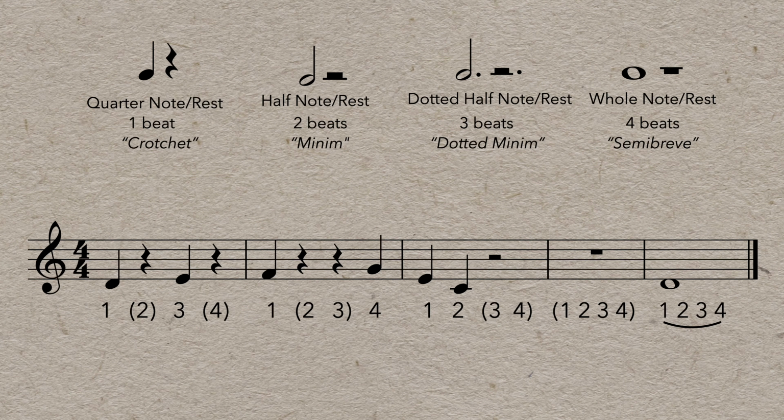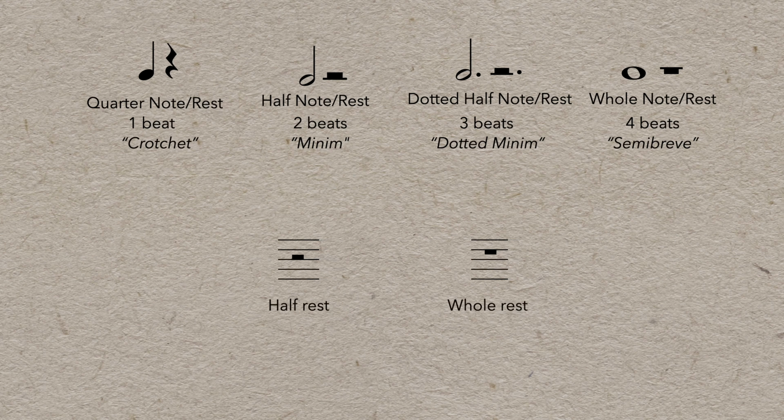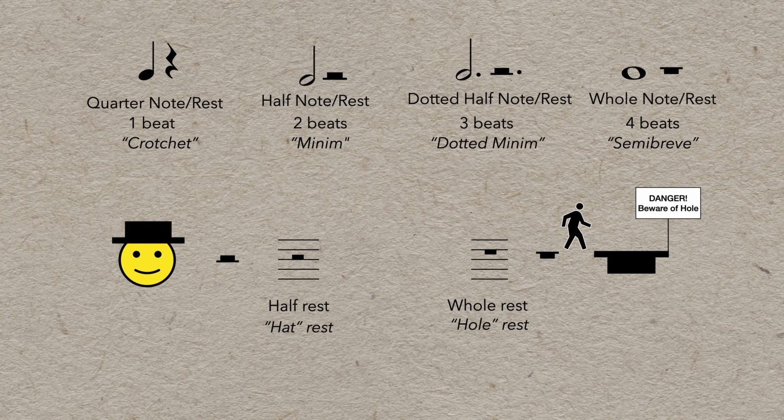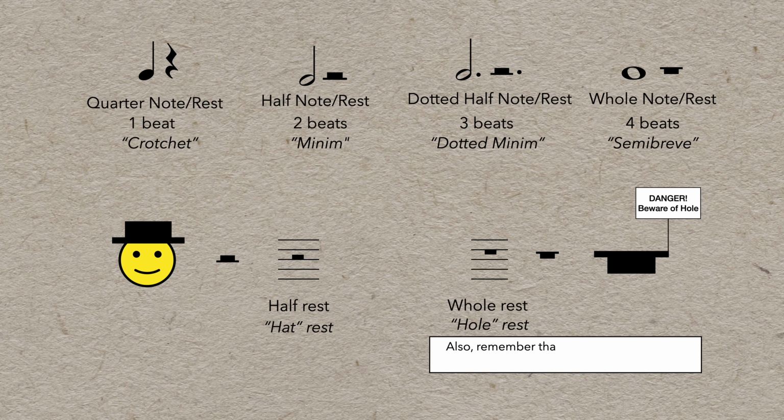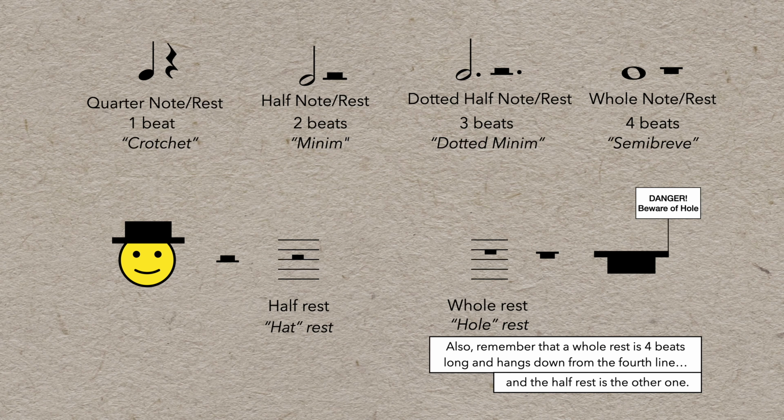One thing to note is that the whole and the half rest look fairly similar. To remember the difference, you might think of the half rest as looking like a hat, the hat rest. And the whole rest looks like a hole that you don't want to fall into, the whole rest. Also, a whole rest is 4 beats long and it hangs down from the 4th line of the staff, and the half rest is the other one.